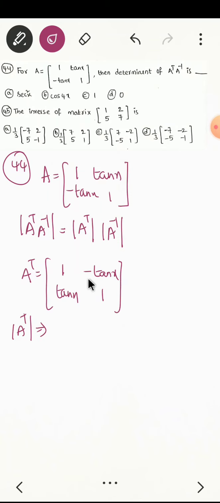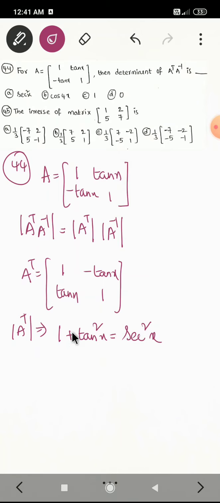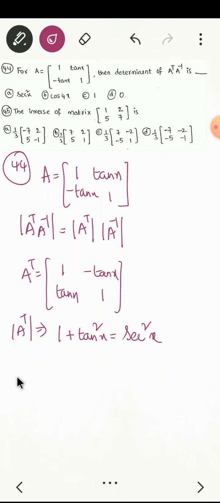The determinant of A transpose is AD minus BC, which is 1 plus tan square x. So what you will get now is secant square x. Then the determinant of A inverse. First find A inverse. How will you find A inverse? Remember this thing.